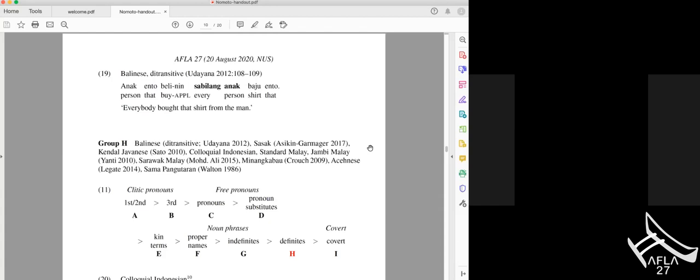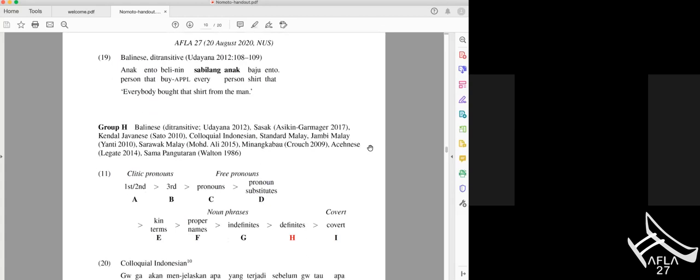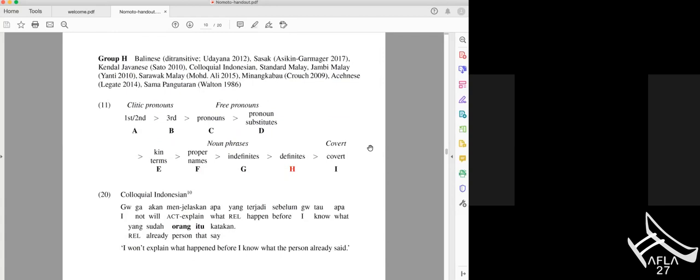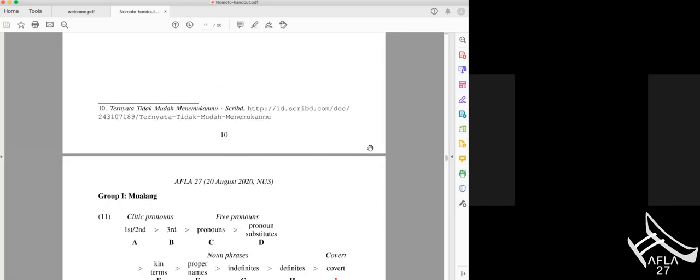Group H is the majority. Here I gave an example from colloquial Indonesian. You can see that the person, clearly a DP, can be the agent. In group H, the agent can be covert, as in 21.